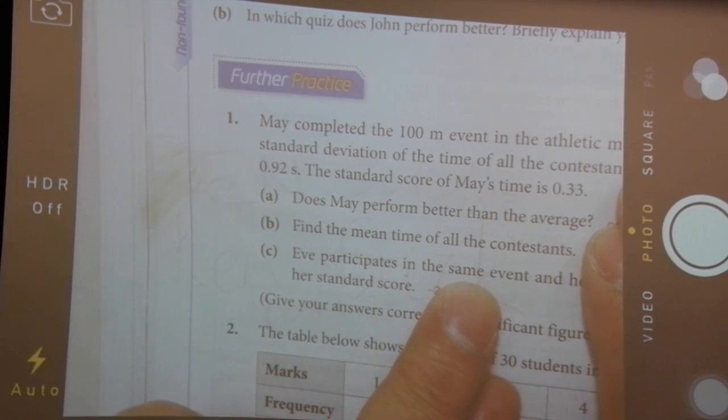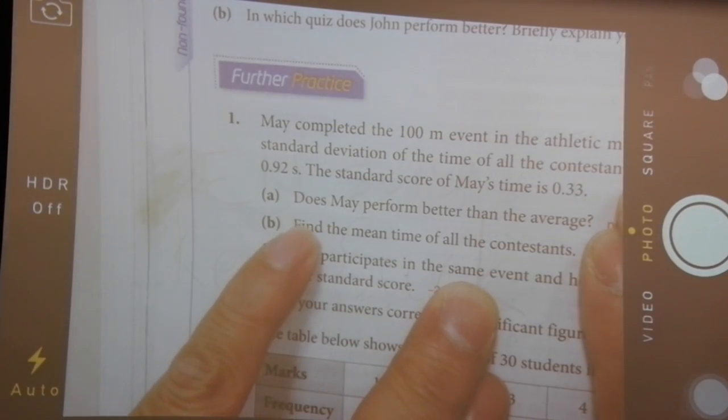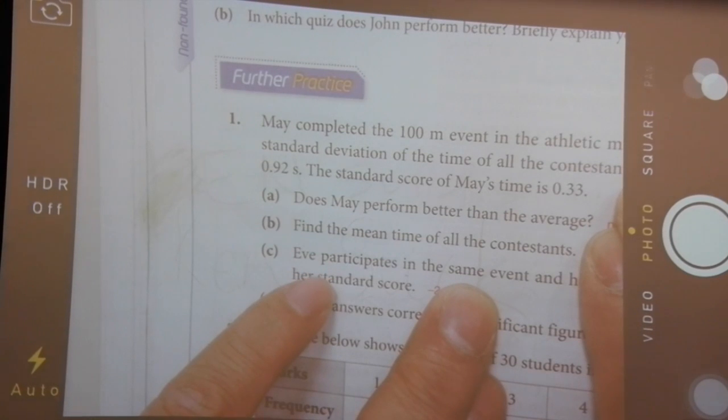Mary completed the 100-meter event in the academic in 14.2 seconds. The standard deviation of the time of all the contestants in this event is 0.92 seconds. The standard score of Mary's time is 0.33. Does Mary perform better than the average? The standard score of Mary, not Mary, but May. The standard score of May's time is 0.33. Does May perform better than the average? Now, 0.33 is greater than 0. That means May is above average.